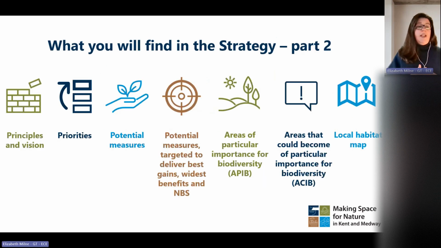So as I said, part 2 is essentially the strategy, the new thing that is being brought into the county. And in this part is where you'll find all the elements that are required under legislation, under the regulations, for a local nature recovery strategy. So that is the vision, and with that, the priorities that the county wants to see for nature recovery, the potential measures associated with those, and then those potential measures mapped, a map of the areas of particular importance for biodiversity, a map of the areas that could become of importance for biodiversity, and the local habitat map. So all of those are the required elements of the strategy, and I'll now take us through each of those in turn.